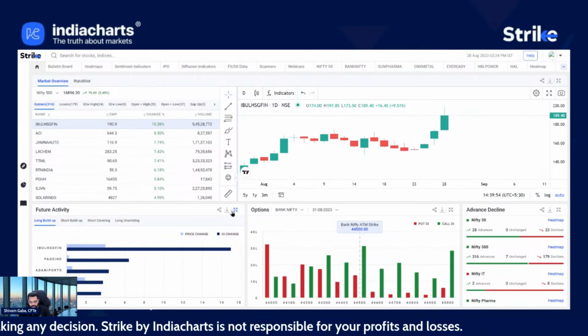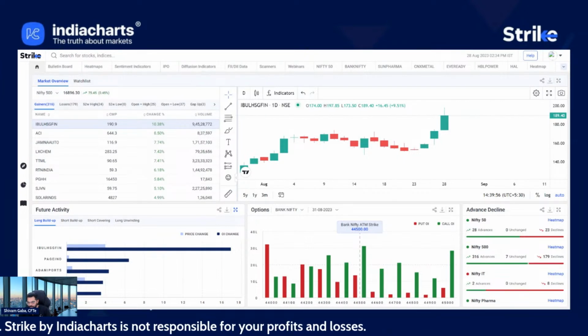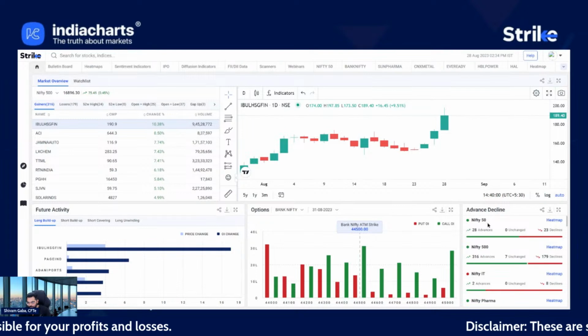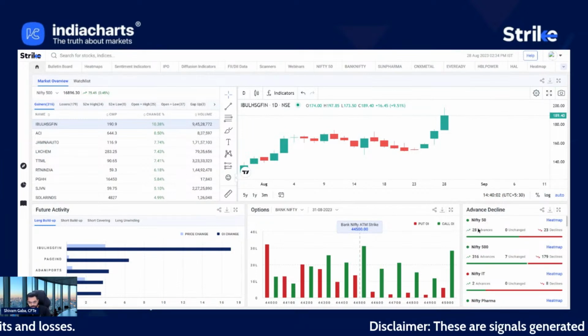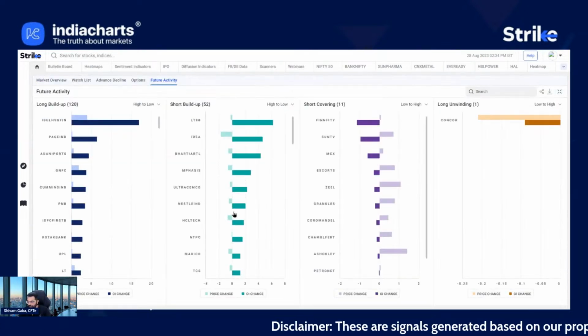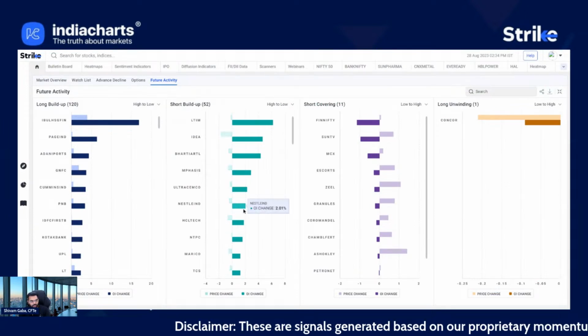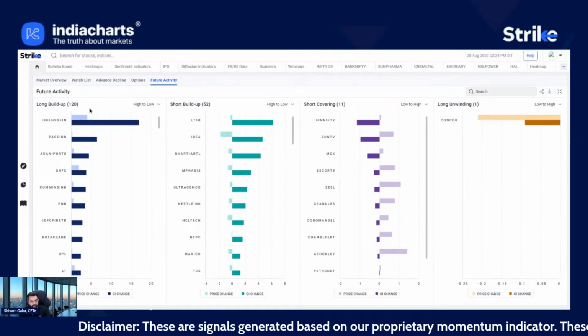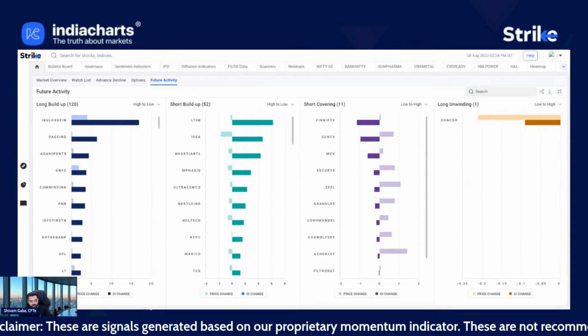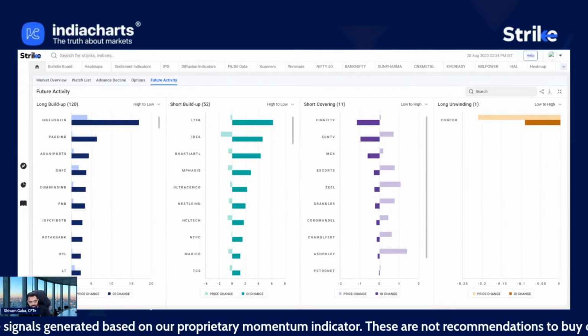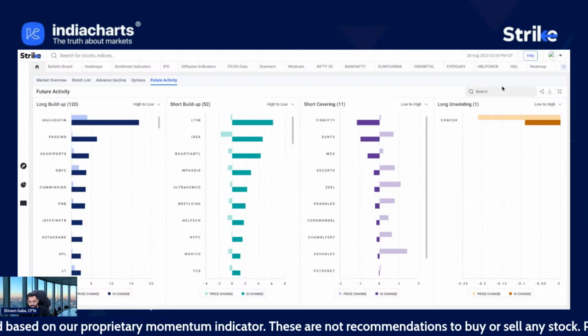So overall, the things are not too bearish today. In Nifty around 28 to 30 stocks are up, and 316 stocks are up in Nifty 500. And in the FNO segment, 120 stocks are showing long buildup, which is more than half of the stocks, and 50 stocks are showing short buildup.